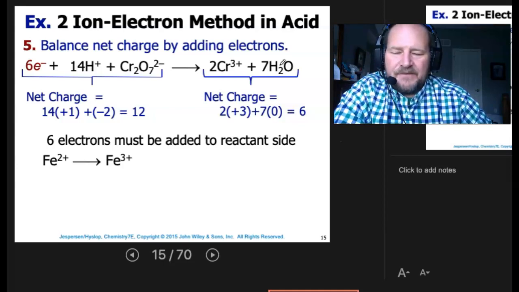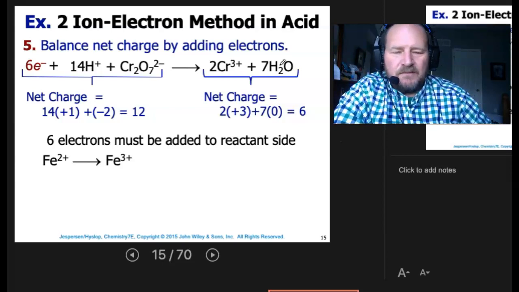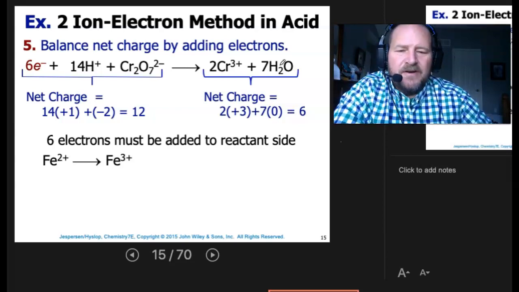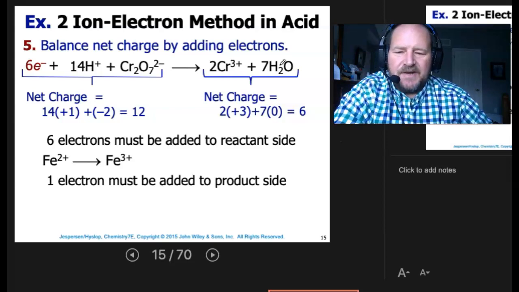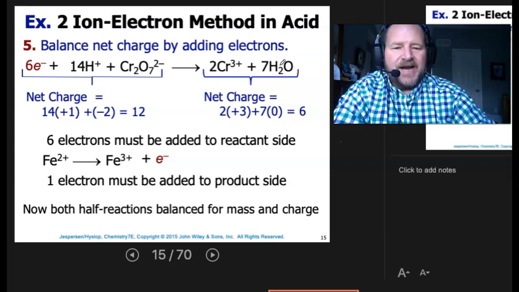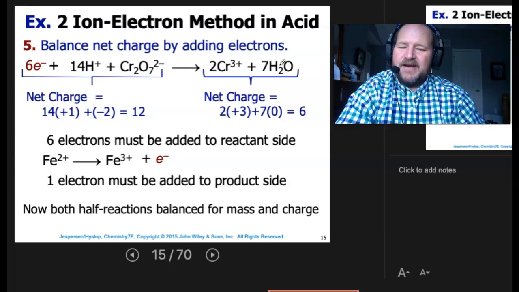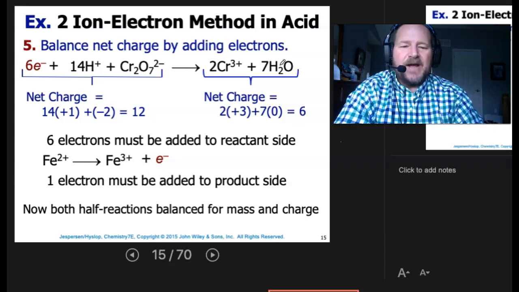Now, the other half of the reaction, iron 2 going to iron 3, we didn't have to add water, we didn't have to add hydrogen, which means now we just want to look at the charges. And so we have plus 2 on the reactant side, plus 3 on the product side, and so we're going to have to add 1 electron to the product side to make that balance. Now, the individual half reactions are balanced. The overall reaction, the net ionic reaction, not balanced yet.